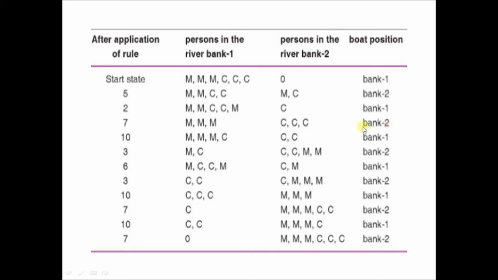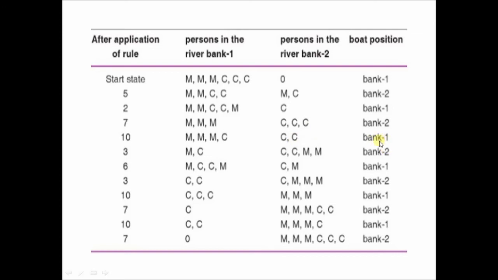Now we are moving one cannibal back to bank 1, right? So one cannibal will sit in the boat and reach bank 1. So now on bank 1, apart from 3 missionaries, that cannibal who has travelled is also there, whereas the number of cannibals present on bank 2 is 1 less, and the boat is now at bank 1.